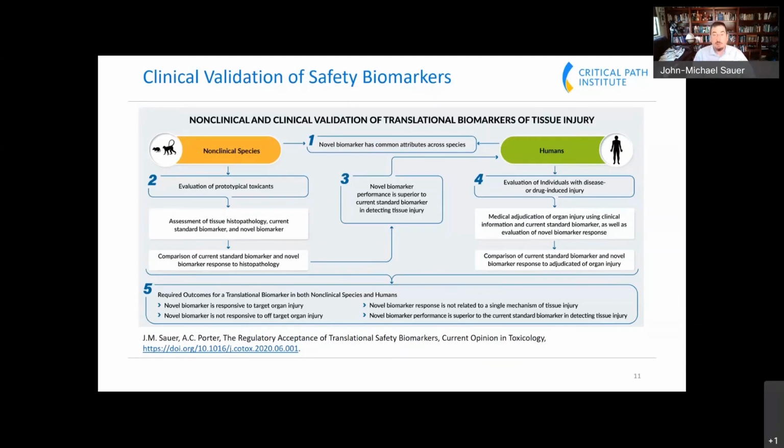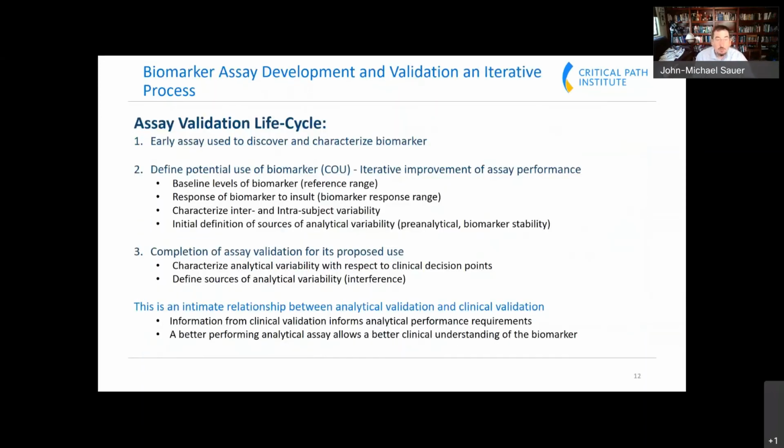Now, that could be where a toxicant was given and we're seeing organ injury in a human, or it could be under the conditions where we're actually seeing a disease, right? And that can help us then understand the responsiveness of that biomarker so that we can then hopefully move forward and begin to utilize that biomarker.